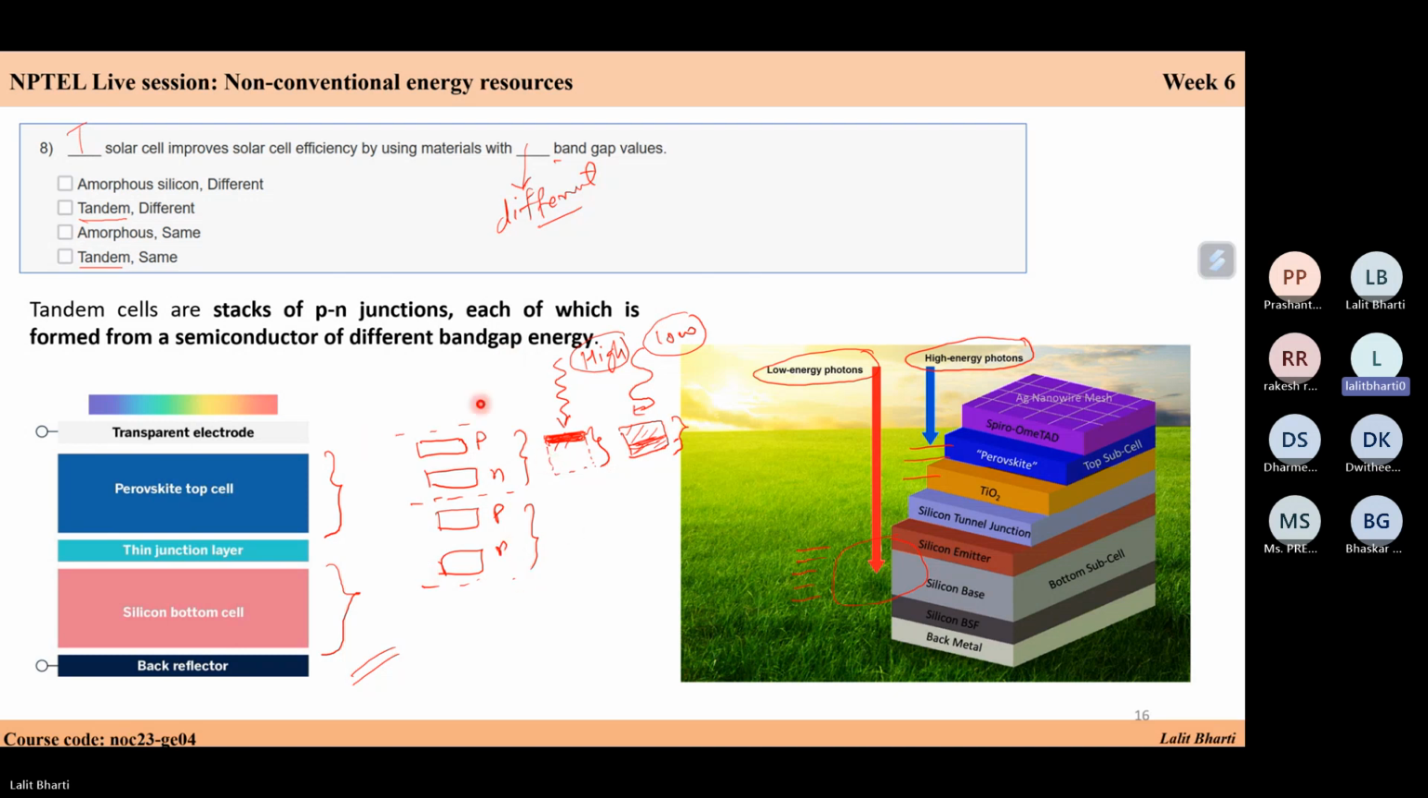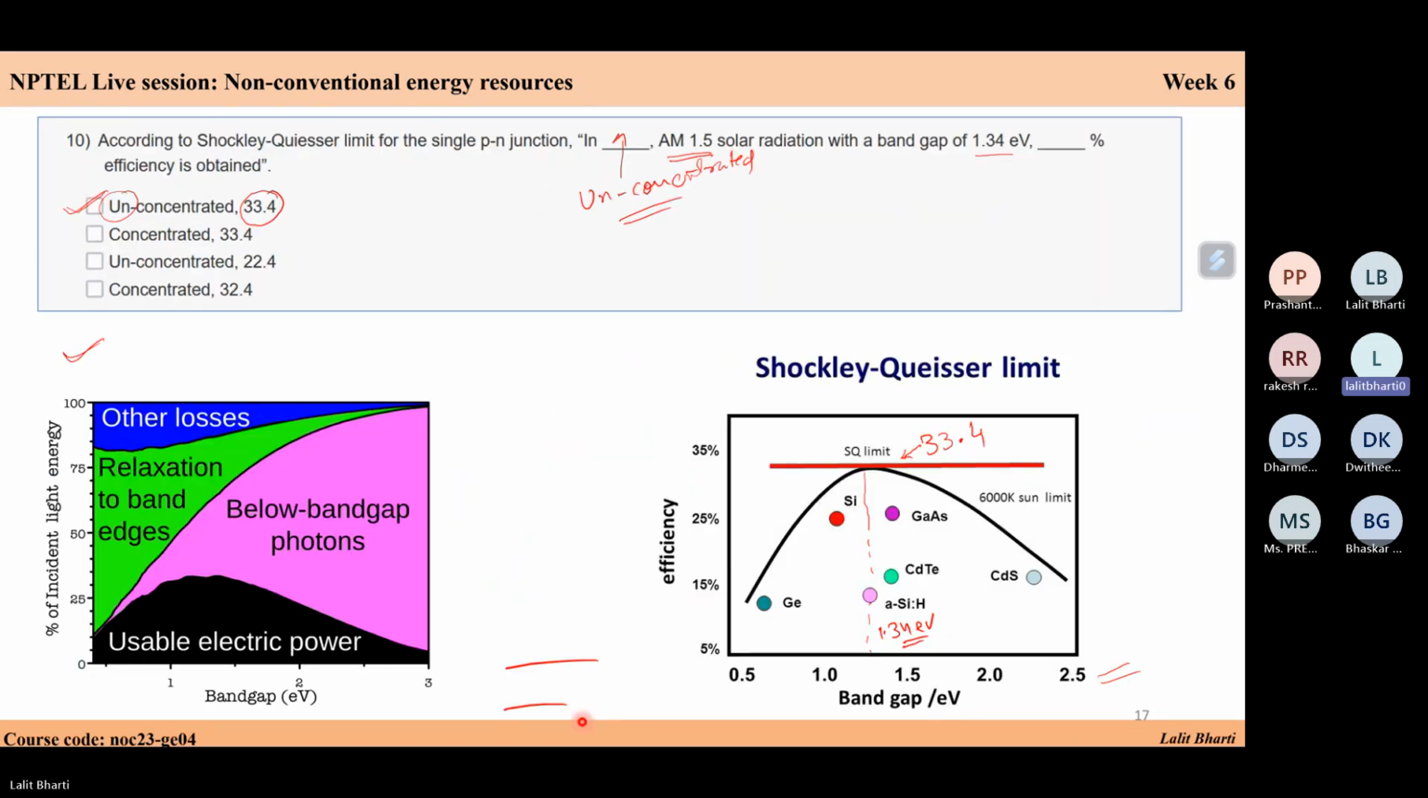These are giving efficiencies more than the SQ limit. That is why we defined the SQ limit for a single PN junction. If you club them together, the efficiency of the whole cell will be higher. So the statement says the tandem solar cell improves the solar cell efficiency by using materials with different band gap values. Your upper one will have a different band gap value, and the lower one will have a different band gap value. Basically, the types of material used there are different. So this is perovskite TiO2, this is silicon based. So this question is done.